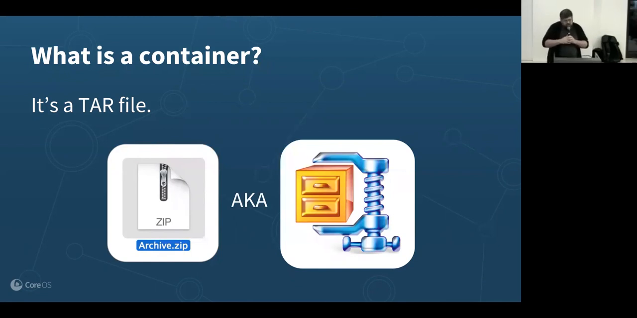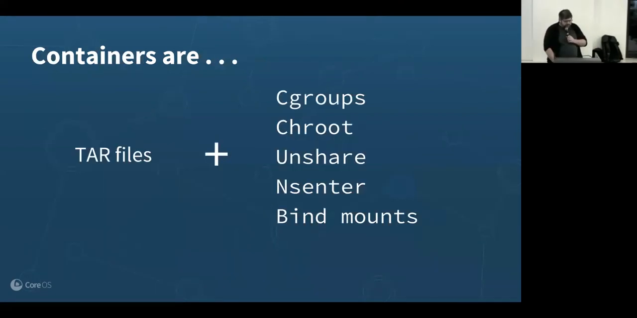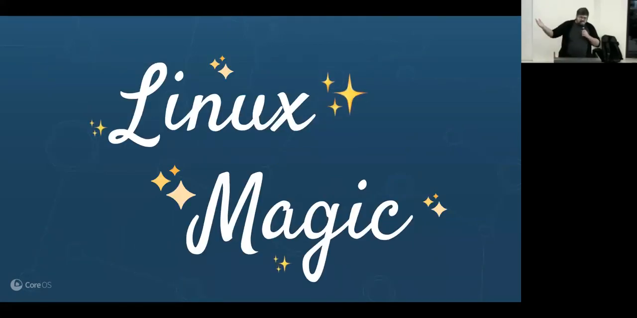So containers in general, that's a bigger question. What's a container? Well, it's a tar file. So it's basically a zip file for you folks who are on Windows or a non-Nix type system. And that's just an archive. It's a bundle of files. More specifically, containers are tar files, this bundle of files, plus a couple of system calls to Linux. So cgroup, chroot, unshare, nsenter, bind mounts. These are things like namespaces. It's limiting the scope of a program to be able to only see specific files and directories. All of this adds up to a lot of isolation and a lot of good things that you want generally when you're running a program. And the real answer is containers are Linux magic.